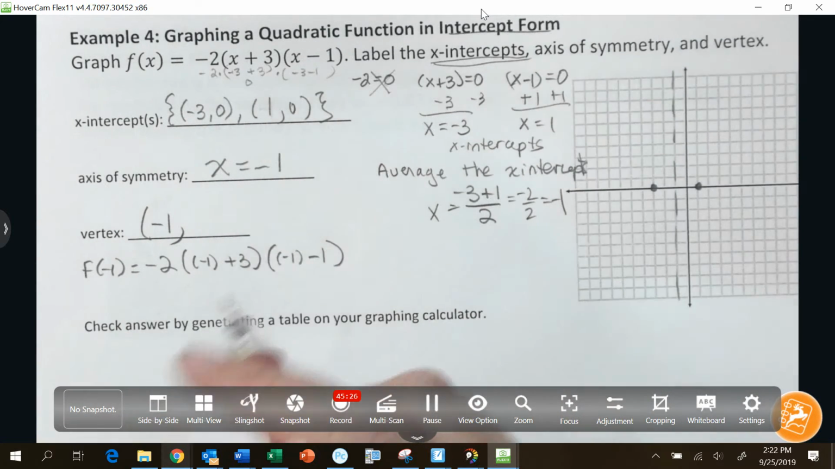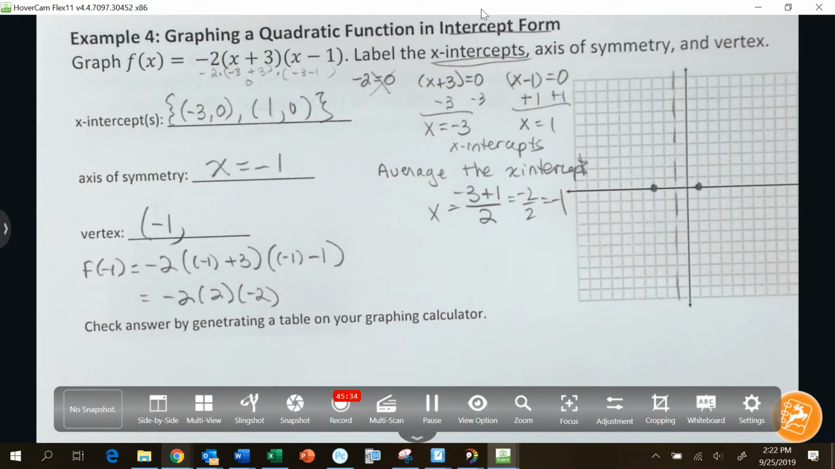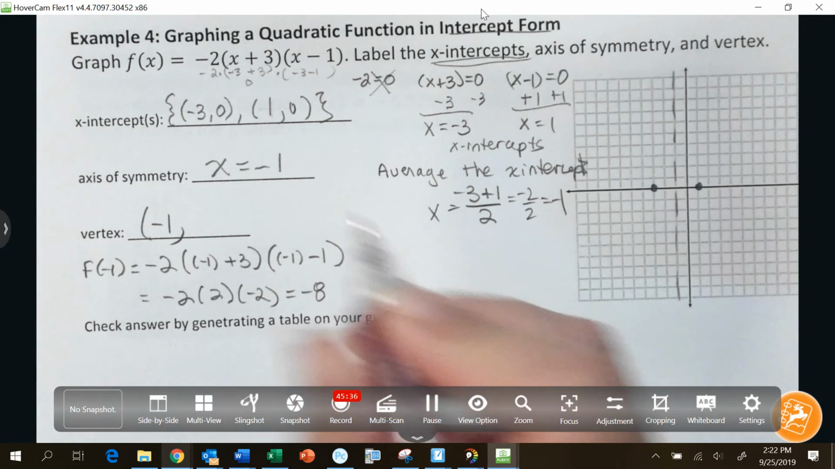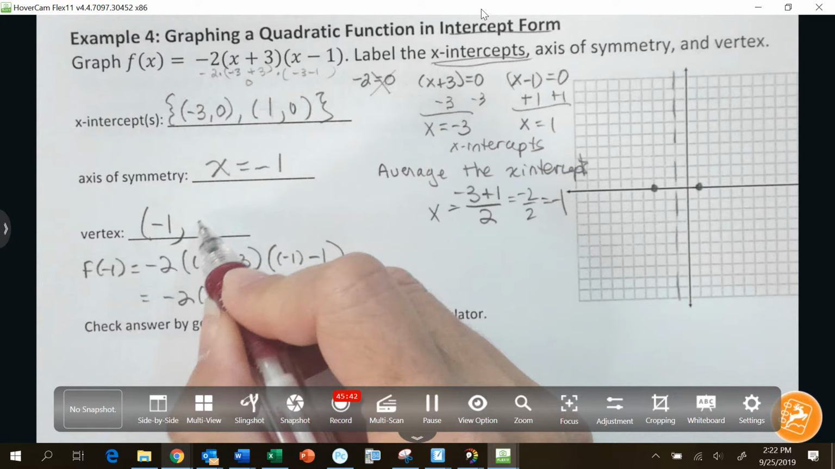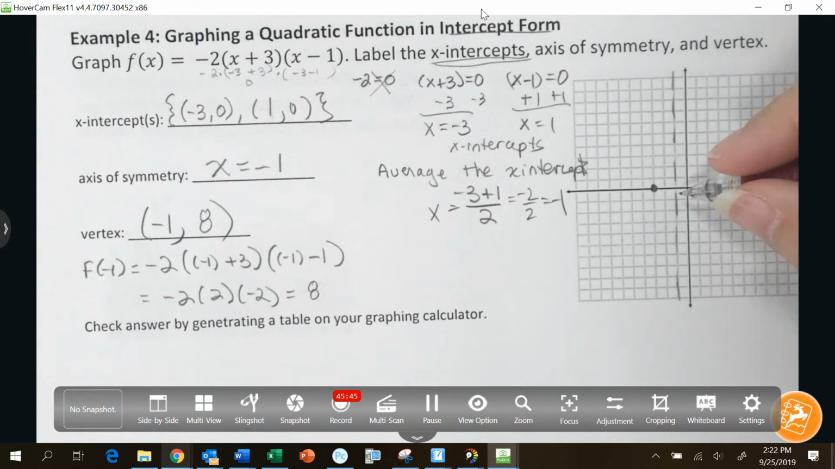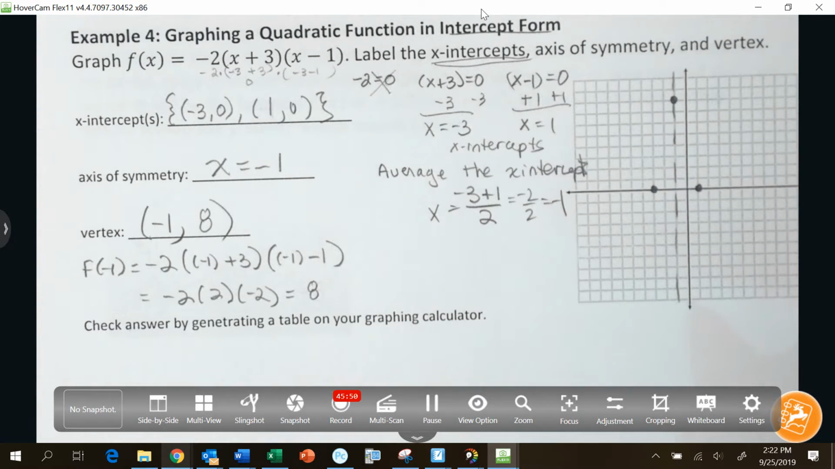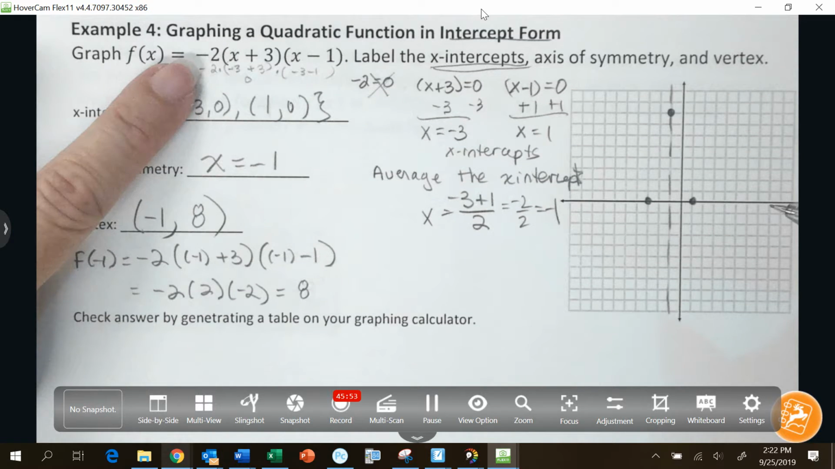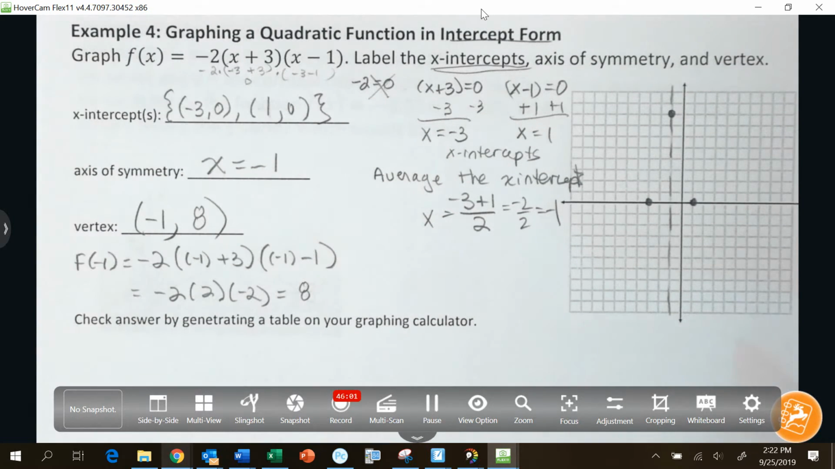So this form is different, but it's giving us all the same information. So I have negative 2 multiplied by 2 multiplied by negative 2, which is negative 8. Nope, positive 8. Just kidding, positive 8. So negative 1, 8. Does that make sense for my a value, which is negative? Is this going to be a negative reflected graph? Yes. Do I have enough ordered pairs? No.